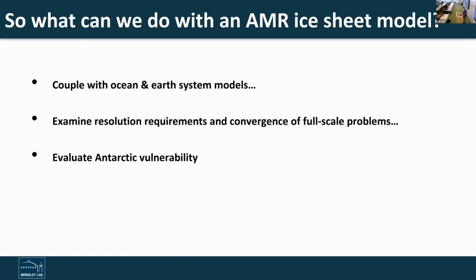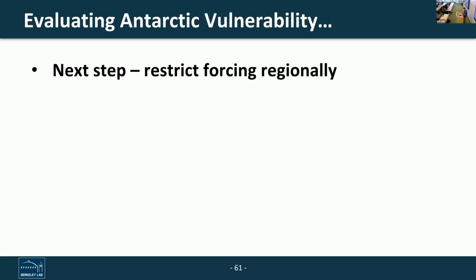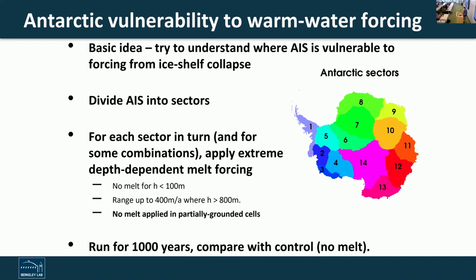You can skip that. But then the next question is, so you saw what happened there, right? And you saw that clobbering ice shelves can cause a major response. So then we said, well, let's look at how vulnerable Antarctica is. So we'll look at divided Antarctica regions, and we'll clobber each of these regions individually, right? So you say, well, if I get warm water here, what happens? If I get warm water here, where is the vulnerability in Antarctica?